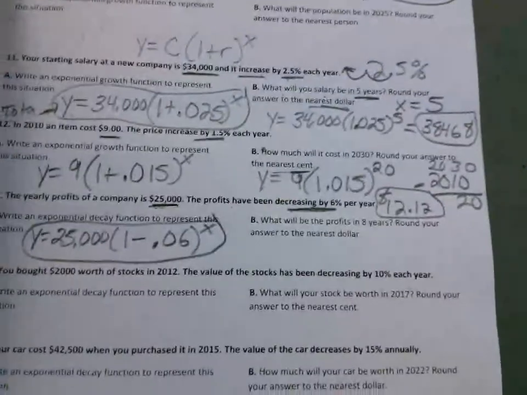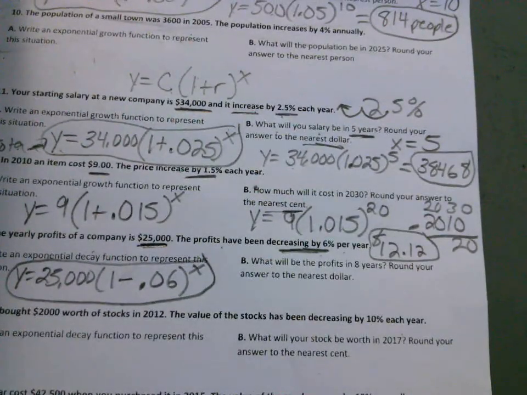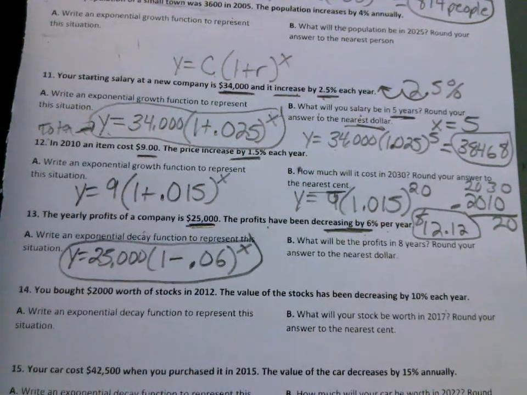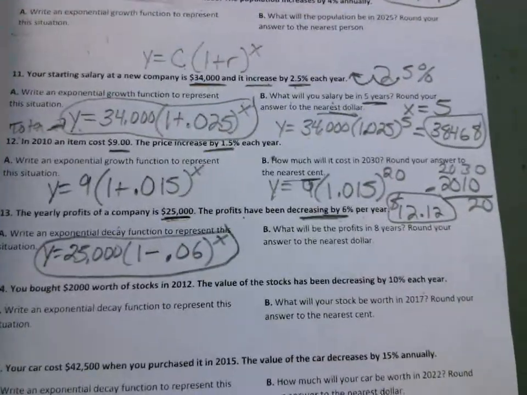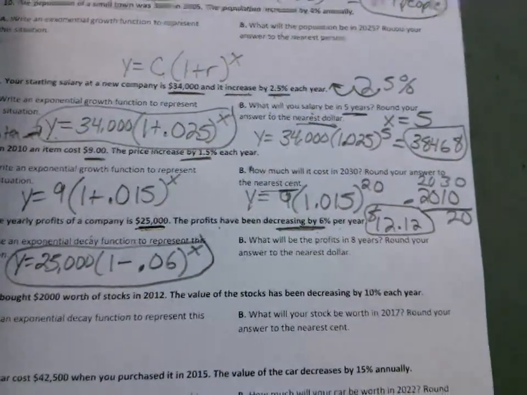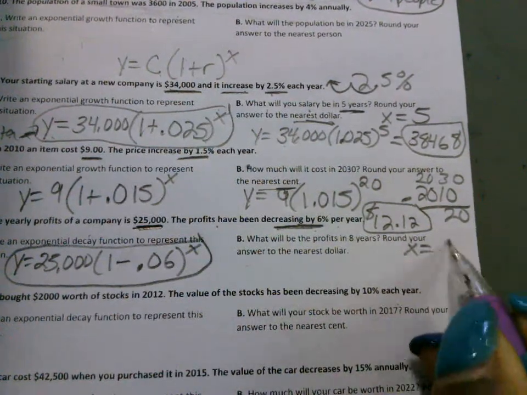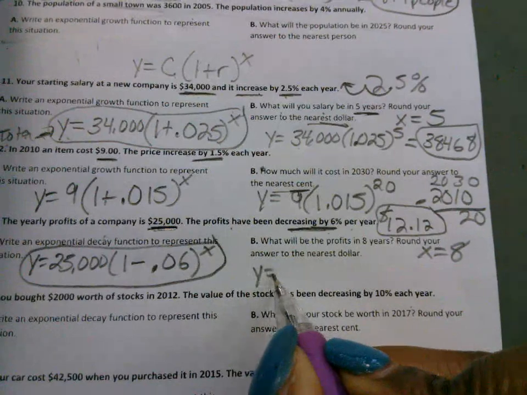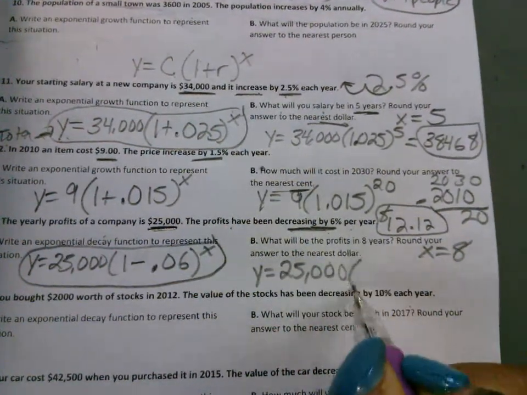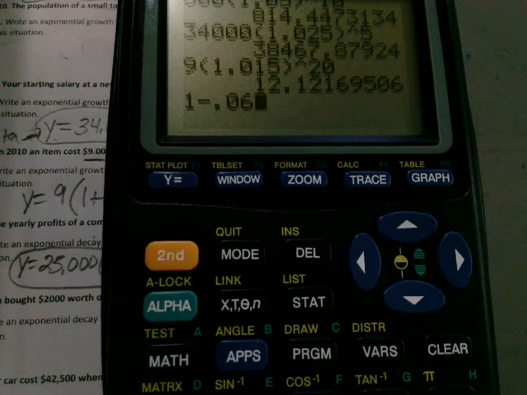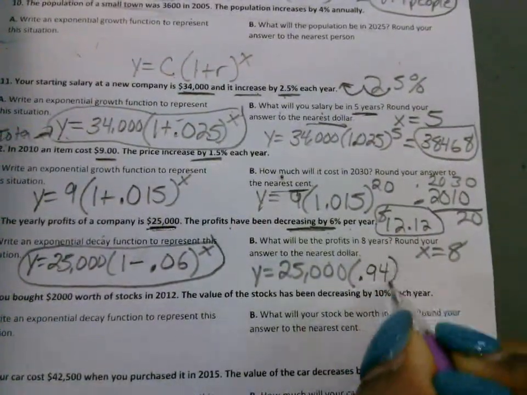All right. B, what will the profits be in 8 years? How do we do that, Hannah Poole? B in 13. Very good. We're going to substitute 8 in for x. We're going to replace x with 8. So y is equal to 25,000. And what is 1 minus 0.06? 0.94. Good job, Hannah. So we got 0.94 to the 8th power.